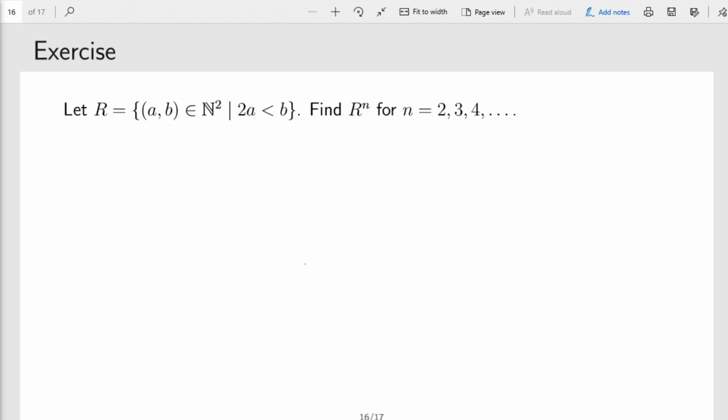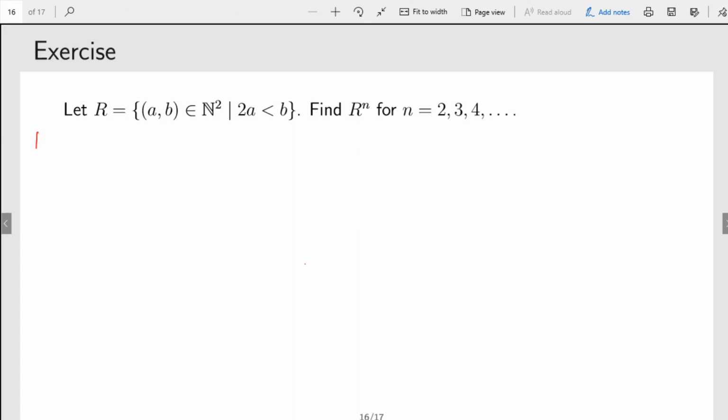Hello everyone, we are still in Discrete Mathematics and Its Applications, and we now discuss the solution to this exercise. We want to find R to the power of n for n equals 2, 3, 4, and so on, where R is given there. Let's start with R to the power of 1. This R itself is this relation.